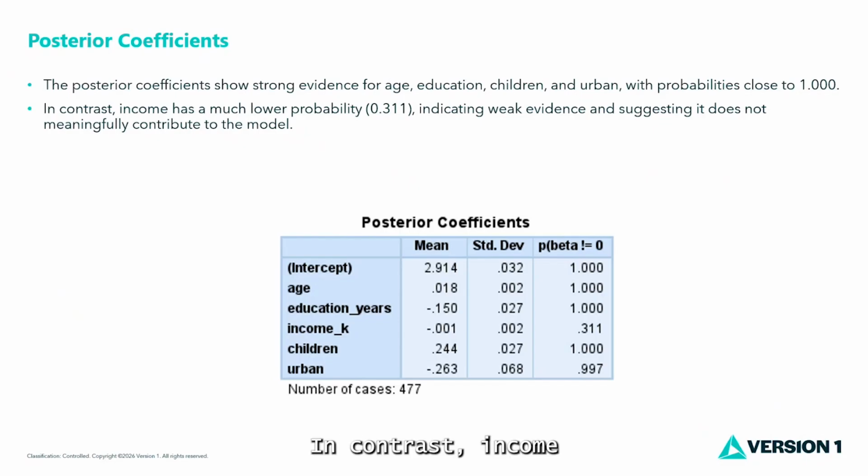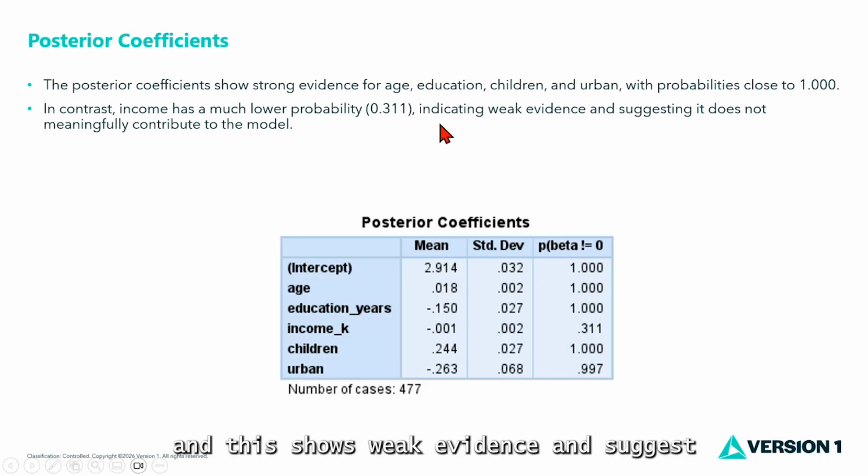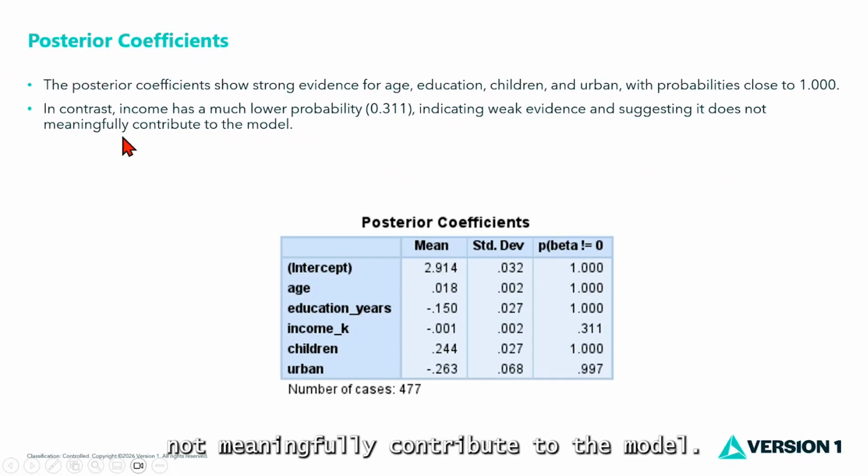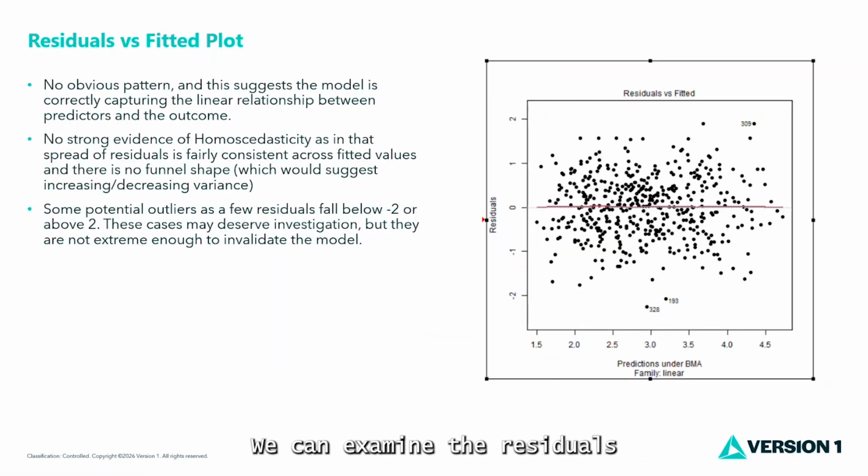In contrast, income has a much lower probability, and this shows weak evidence and suggests that this variable does not meaningfully contribute to the model. We can examine the residuals versus fitted plot. When we look at this, we don't see an obvious pattern, and this suggests that the model is correctly capturing the linear relationship between predictors and the outcomes. We don't have evidence of heteroscedasticity, in that the spread of the residuals is fairly consistent across fitted values. You can see some outliers, and these cases may deserve investigation.